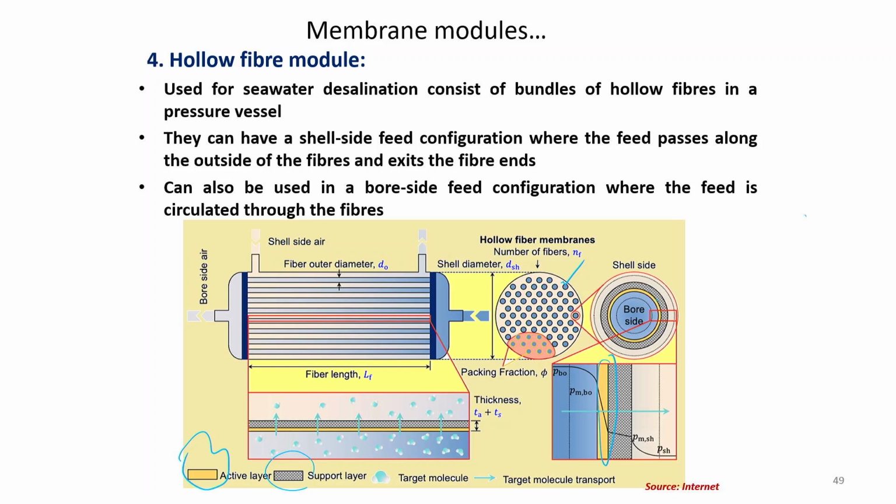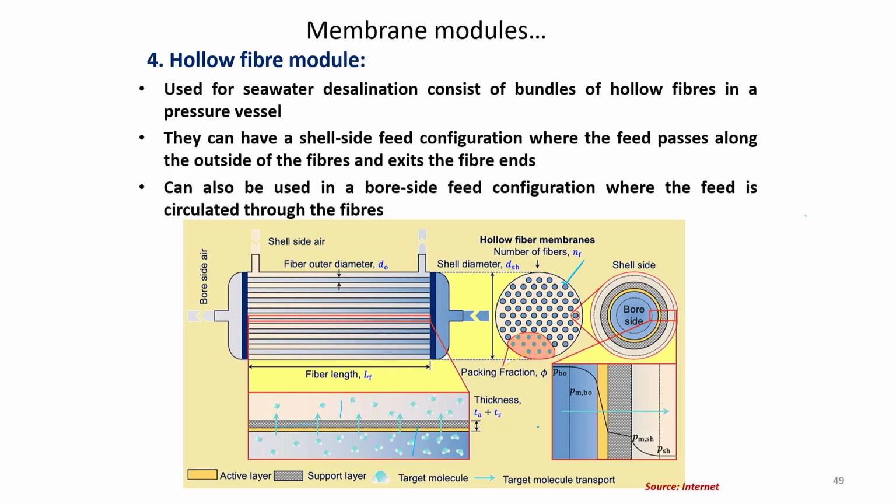Now, if you see this diagram, the water with contaminants is pushed through the fibrous mass. Here this is the active layer, and then the filtrate is collected.